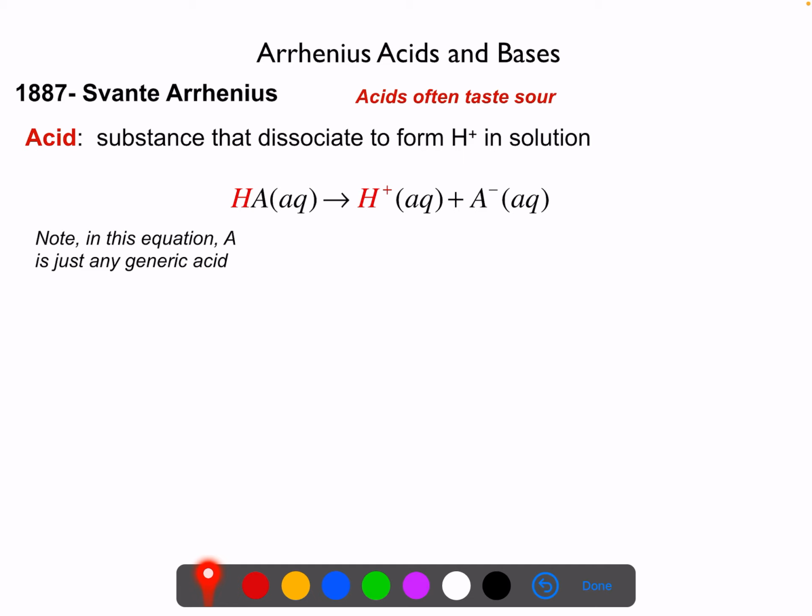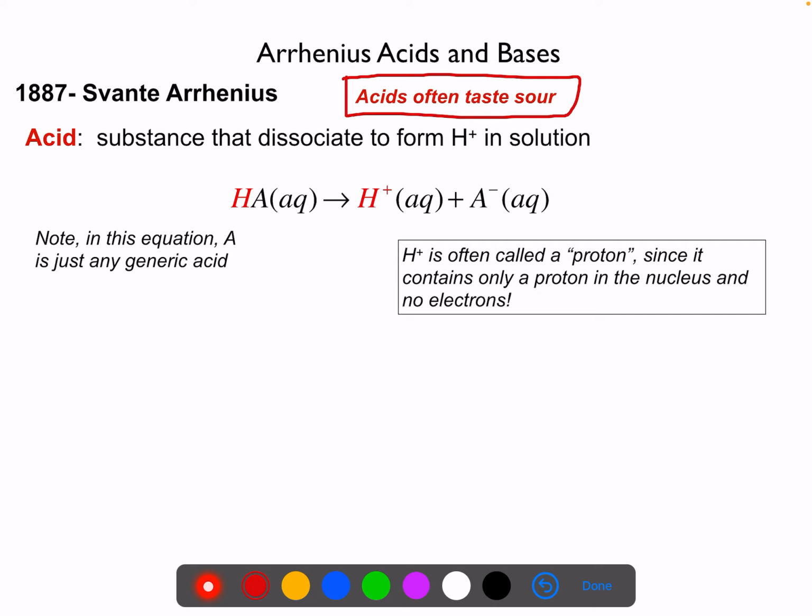The earliest definition of an acid and base is what's known as the Arrhenius acid and Arrhenius base. This comes from a definition that says an acid is a substance that dissociates to form H+ in solution. So it's something that's going to put H+ into a solution. One important characteristic of an acid that's helpful to know is acids taste sour. So anytime you're eating something that's sour, it is acidic.